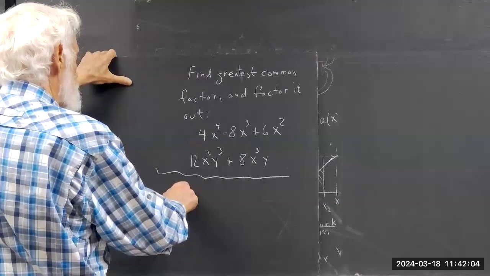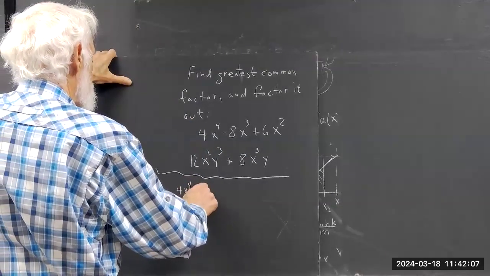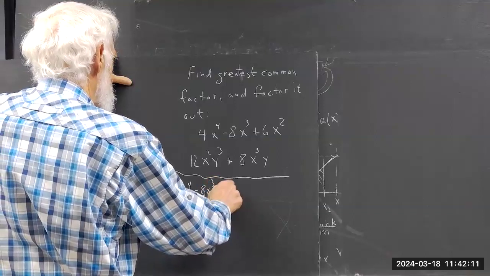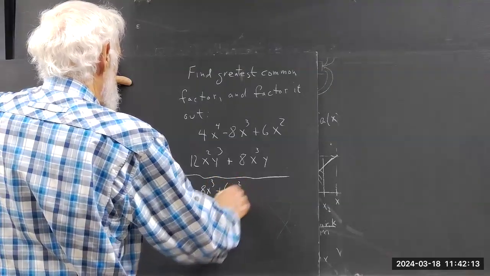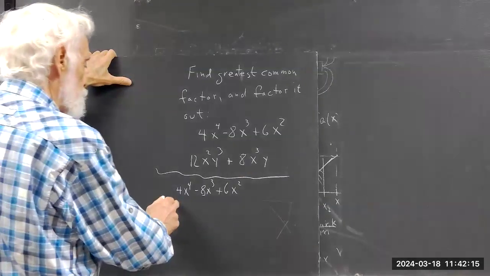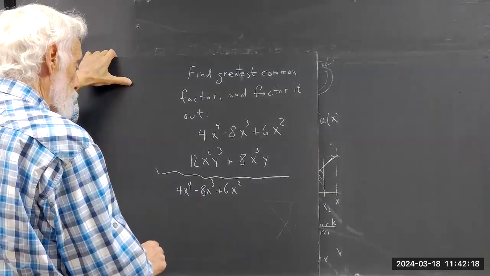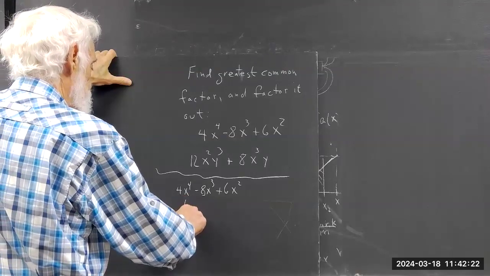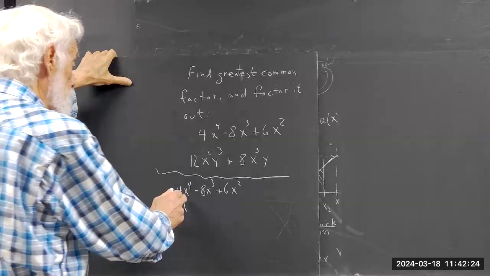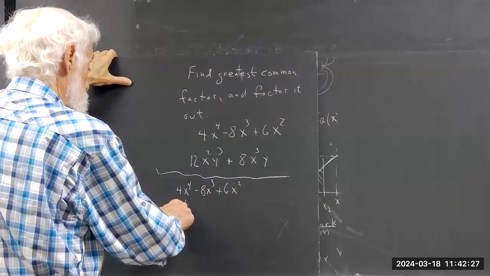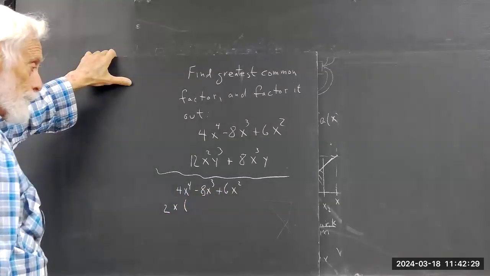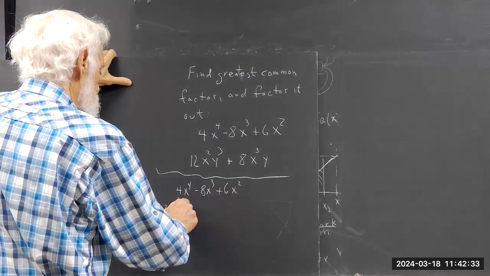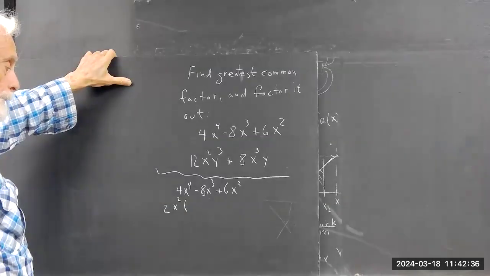We have 4x to the fourth minus 8x cubed plus 6x squared. There's clearly a 2 that's common to all these. So we certainly could write 2 out in front. Well, there's x common to all these, so we could certainly write 2x out in front. But actually, there's an x squared common to all of these. So we could actually write 2x squared out in front.